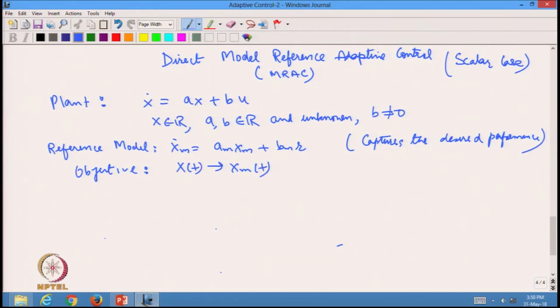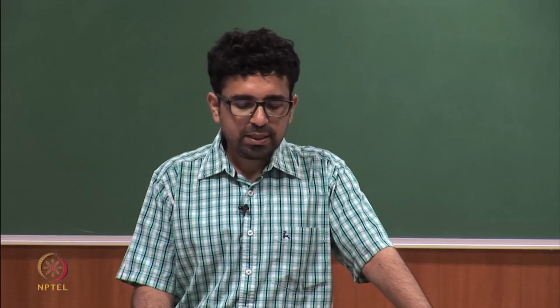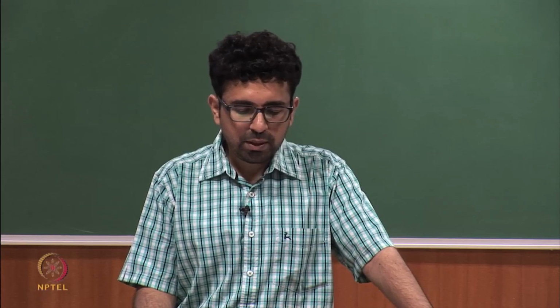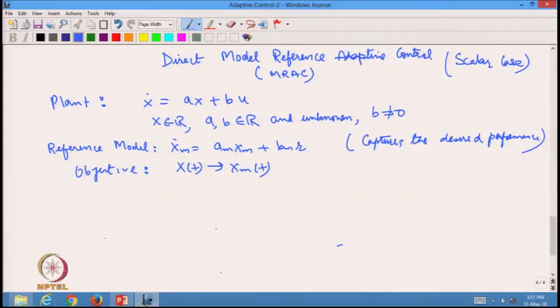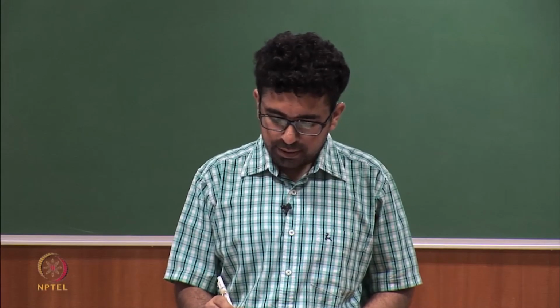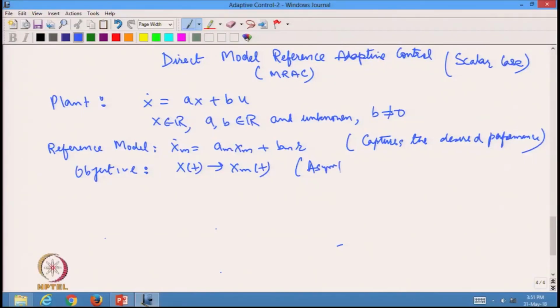So, if you recall the previous cases that we did, we had in fact gotten x of t exactly equal to xm of t. We will see in this case it is not possible, because we consider that the parameters of the plant A and B are unknown, and so it is not possible to get perfect tracking. What we could hope for is asymptotic tracking at best, or exponential tracking if we are lucky.